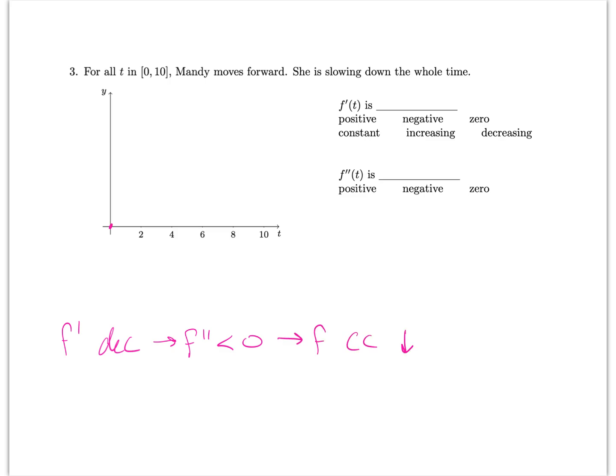Okay, so I'm going to start Mandy at 0, 0. Let's label this distance. She's moving forward. She starts at time 0, distance 0. So her distance is increasing. It's getting bigger, but it should be concave down because she's slowing down. Okay, so f prime we know is positive because f is increasing. And f prime is also decreasing. And then f double prime, because f is concave down, f double prime has to be negative.